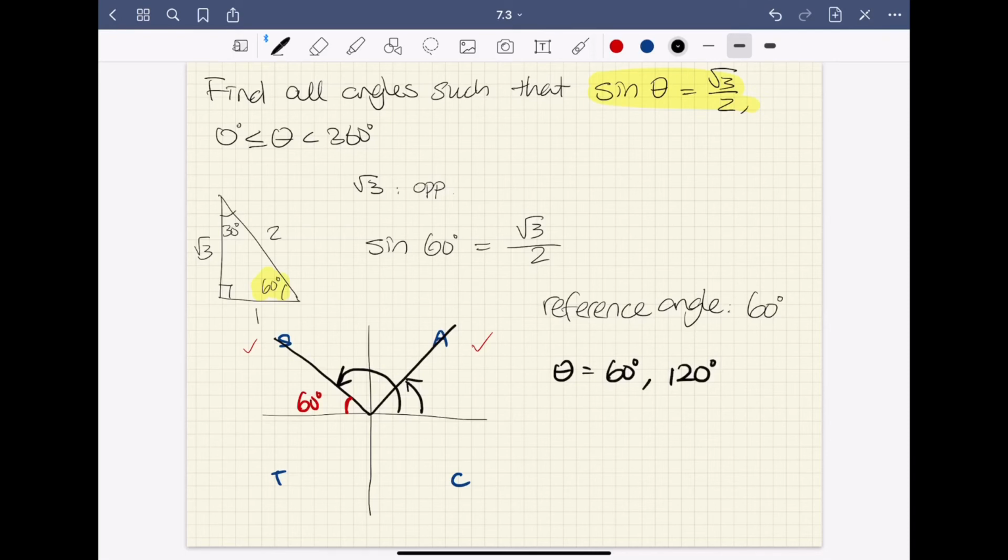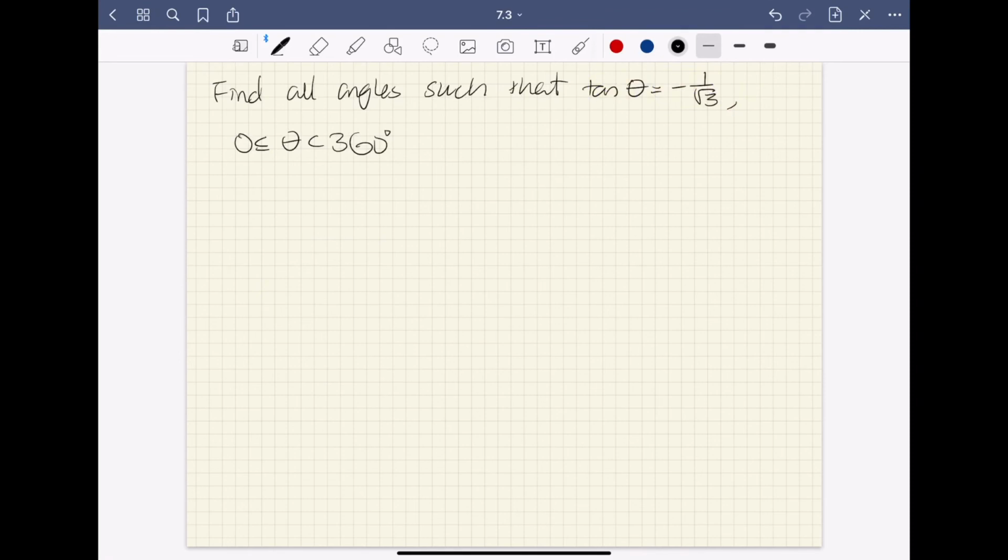Now, the angles that are in quadrant 3 or quadrant 4 will not work. The reason is that for angles in quadrant 3 and quadrant 4, sine is negative. But in the question, sine theta is positive. So we don't consider the angles that are in quadrants 3 and 4. This section is not easy, so we'll do a few more examples.